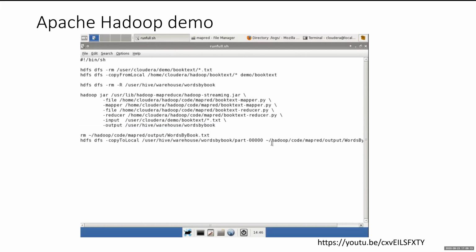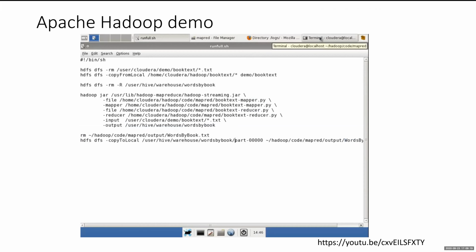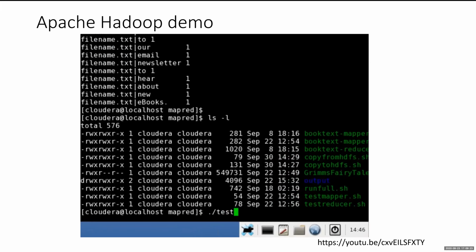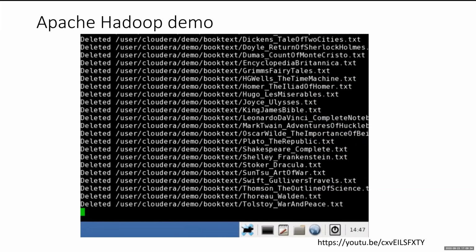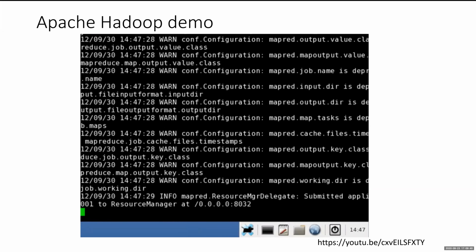And then down here, I'm actually just, as a little bit of demo, copying back that Words by Book file so we can look at the output of the reducer. So let's go ahead and run that. And it's going to do all these steps, and they'll kind of fly by, so pay attention. Oops, not test. So it's going to be run full shell. So that's going to delete the files. As you can see, it deleted them. And then it will actually copy them all back into the folder again.